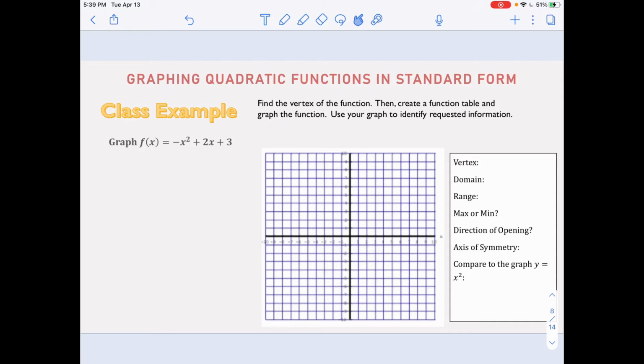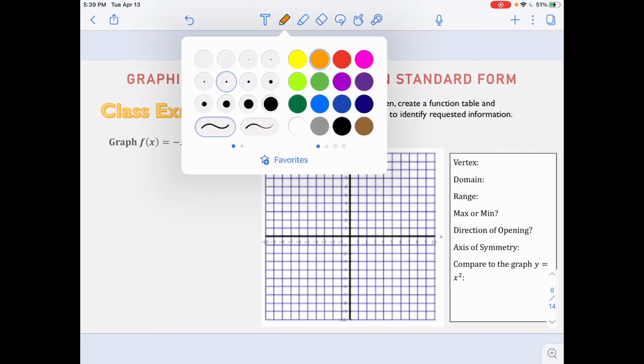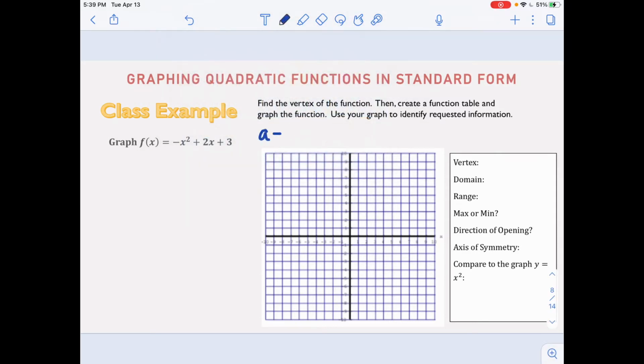We have f of x equals negative x squared plus 2x plus 3. So the first thing I'm going to do is identify my a value, which is negative 1, my b value, which is positive 2, and my c value, which is 3. Now, when I want to graph it, I really want to start with my vertex. So to find the vertex, which is an ordered pair, I need to first find my x value. And to find the x value, we're going to use our axis of symmetry, which is negative b over 2a.